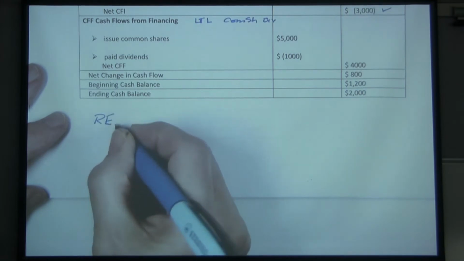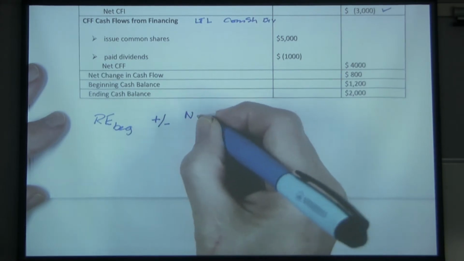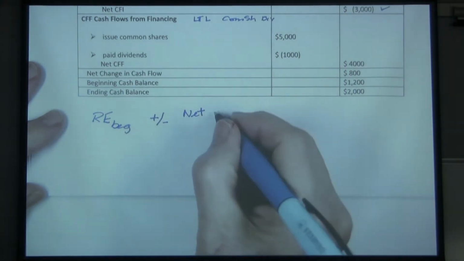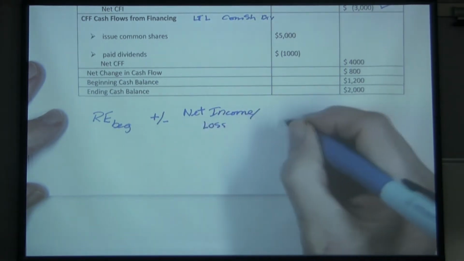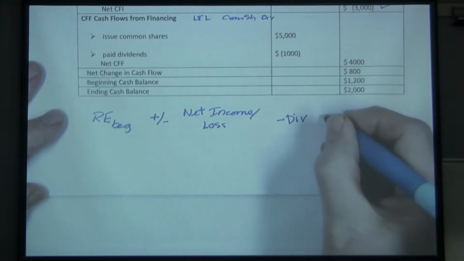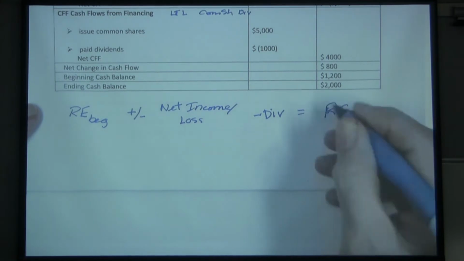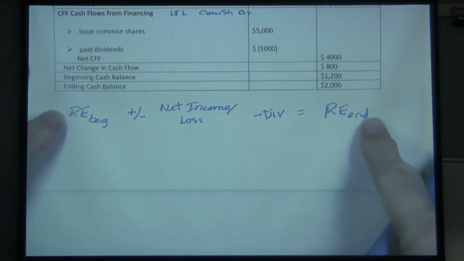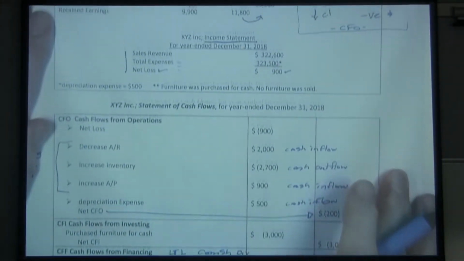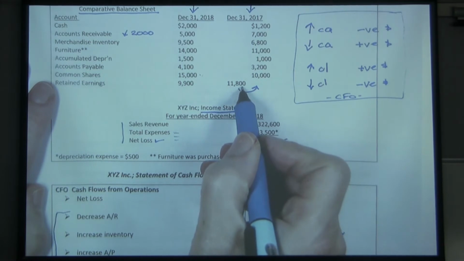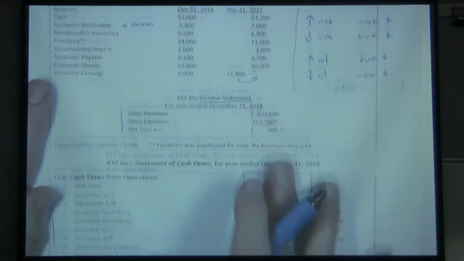So our beginning retained earnings plus or minus any net income or loss in this case, minus any dividends paid will equal our ending retained earnings. So this is the same as the column in our statement of changes in equity. Our beginning retained earnings, if we go back to the comparative balance sheet, was $11,800, and our ending was $9,900.